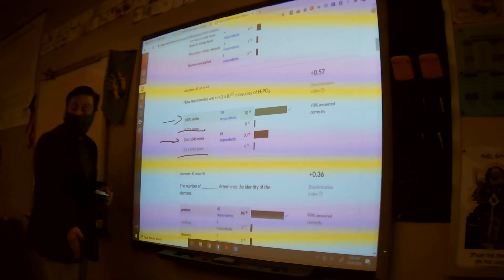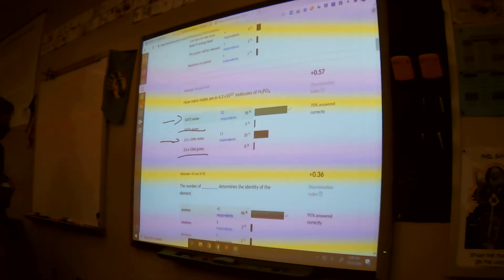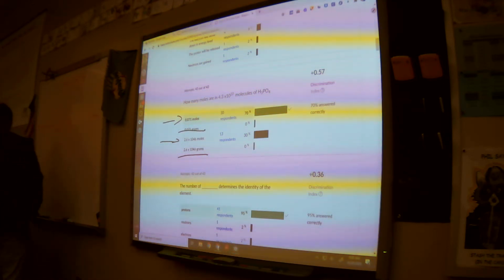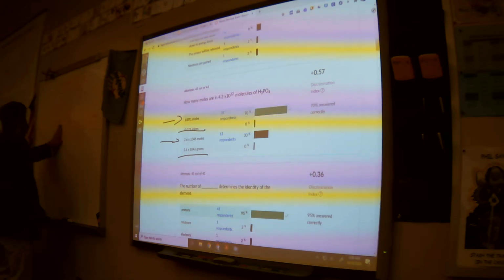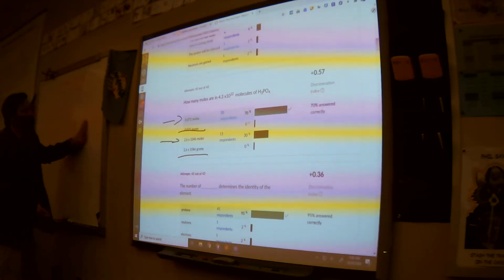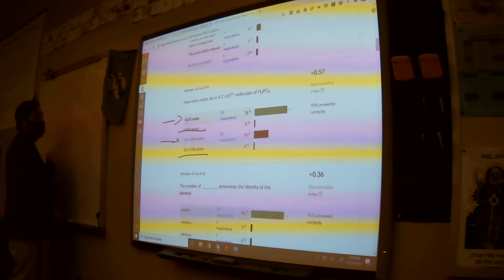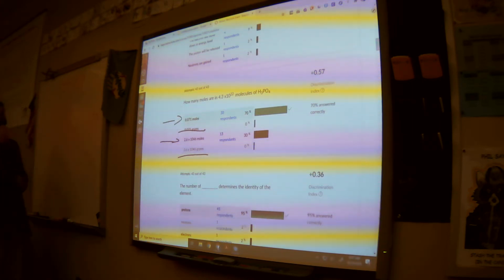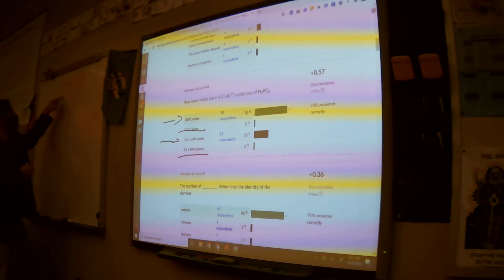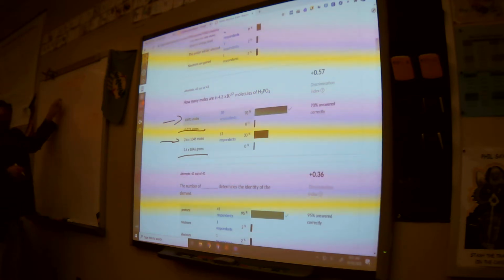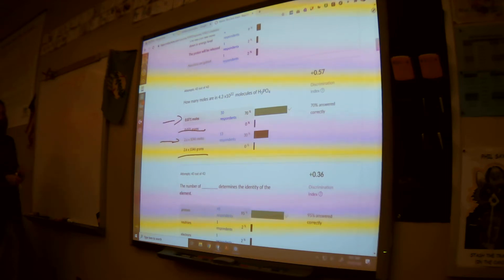If you wanted to go through and do the calculation, how would we go about doing that? We are going to moles, right? And what do we have? Molecules. So that means we're going to be using which one of these? Avo's number.